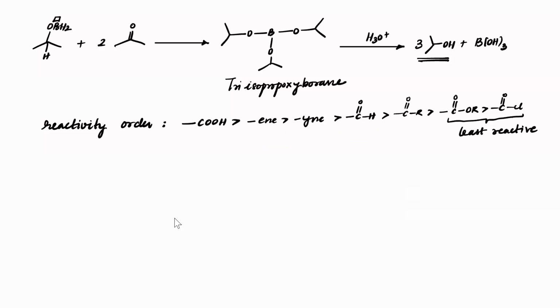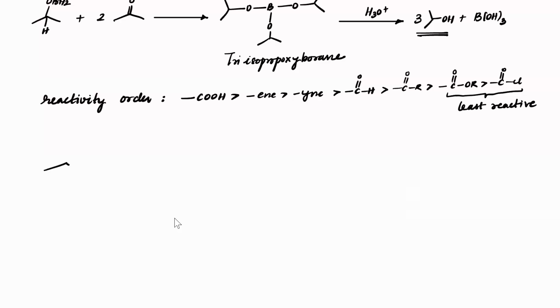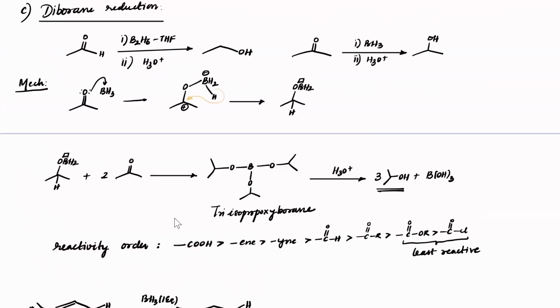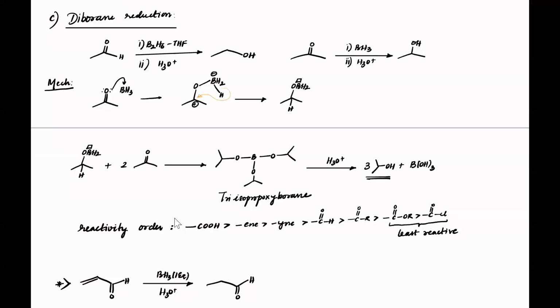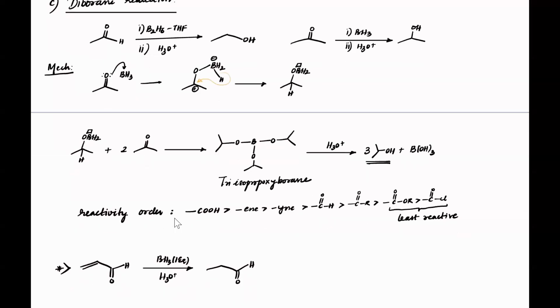Between ene and aldehyde, you can clearly notice that enes are always more preferable, which means suppose you have an aldehyde like this and I take one equivalent of BH3 followed by hydrolysis. So you will only reduce this part. You will keep it like this. So H and H will get added. This is the product you will report. Clear? I hope that is understood. This is diborane reduction.